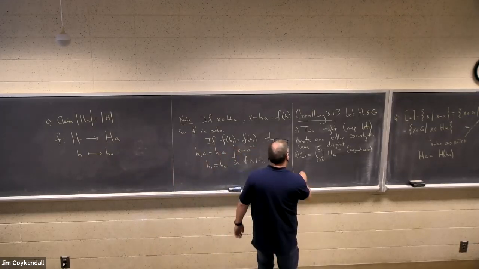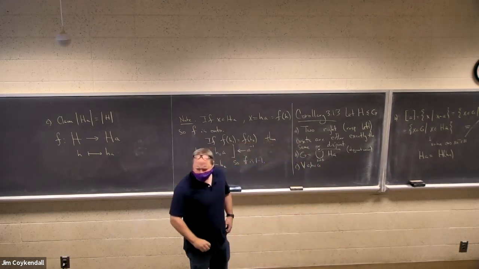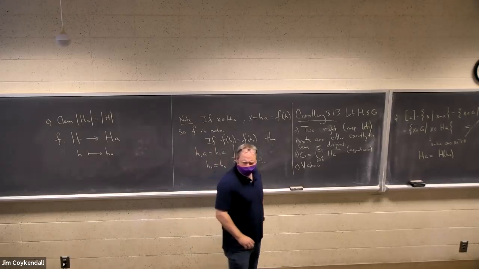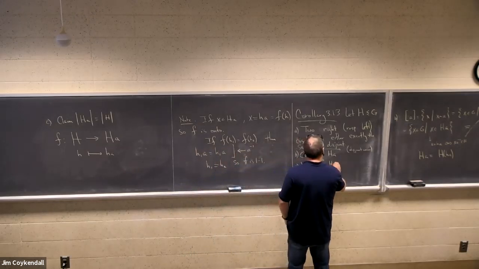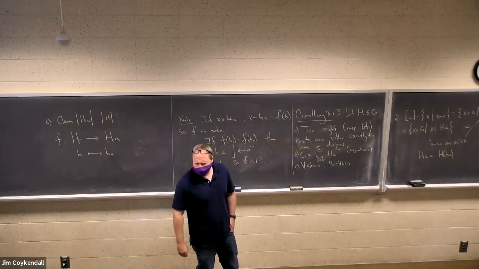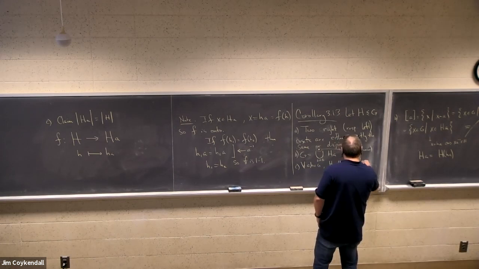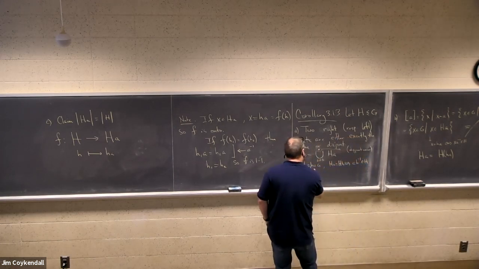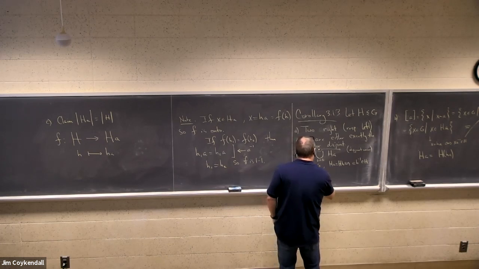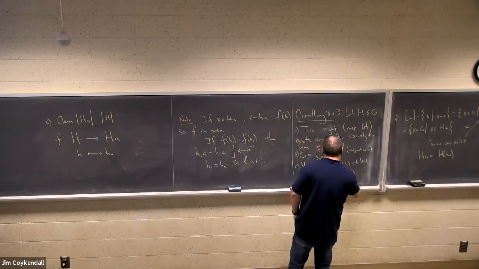For all A, B in G, the two right cosets are equal if and only if AB inverse is in H. And AH equals BH if and only if A inverse B is in H.